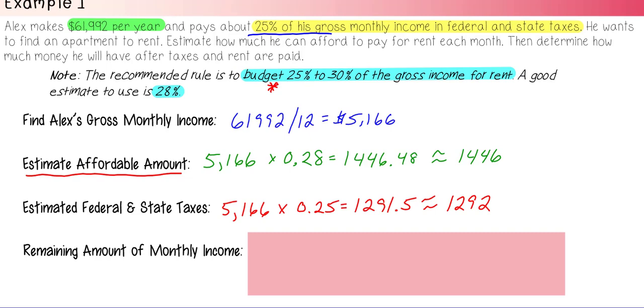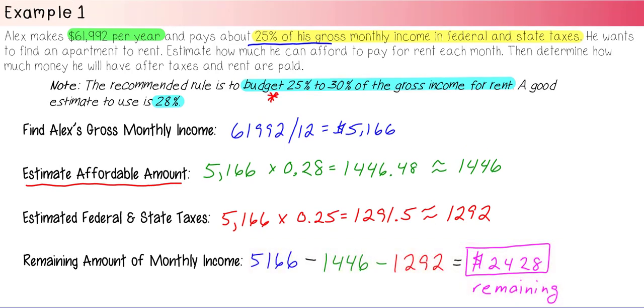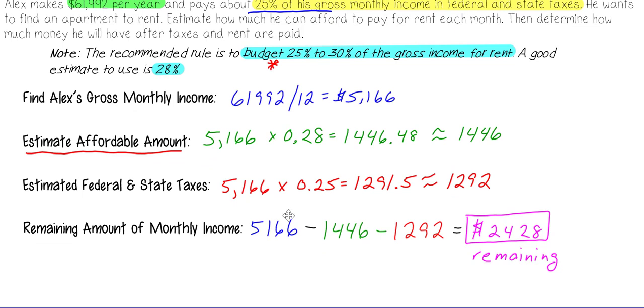So what is his remaining amount of income? Well, to calculate this, you would take his gross pay of $5,166, subtract the amount that he would be able to afford in rent, and then subtract the amount we're guessing he pays in taxes. And that would give us a remaining amount of $2,428 that he would have to spend on other expenses like gas, food, utilities, all the other things that you have to pay into.